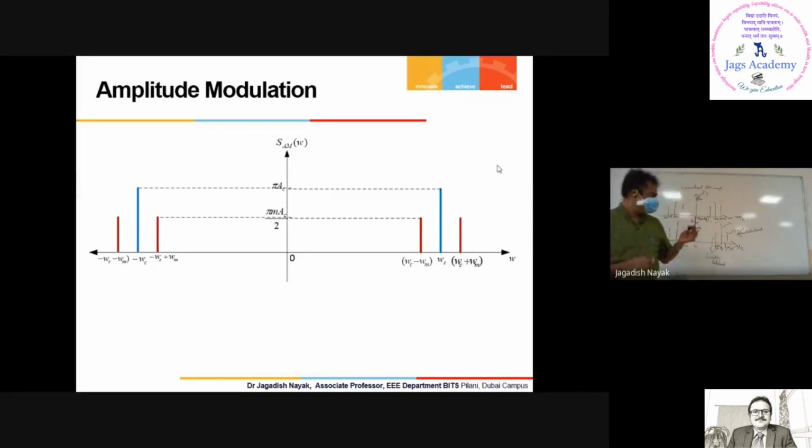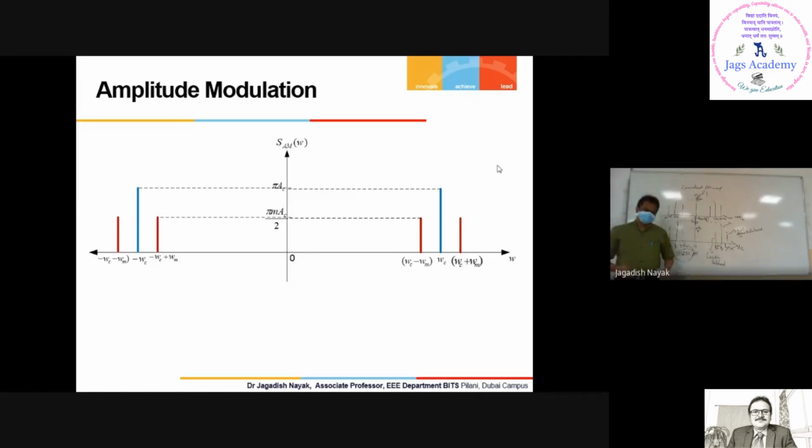So what is done? We have another simple modulation scheme, which is called double sideband suppressed carrier. What is the meaning of double sideband suppressed carrier? In this AM wave, you will get 2 sidebands but no carrier.